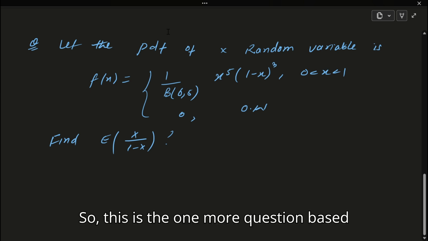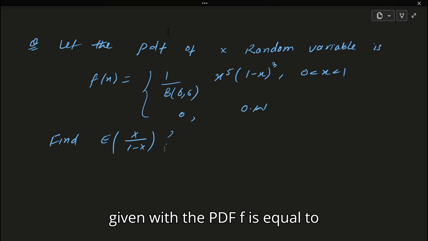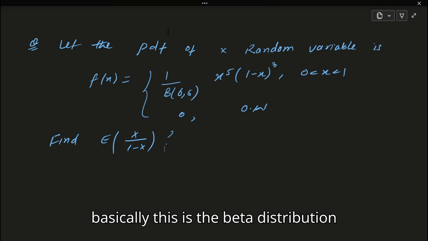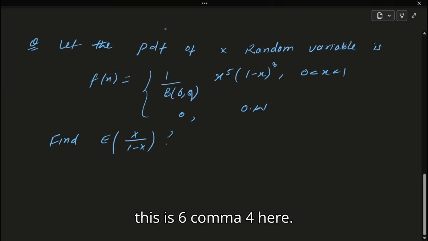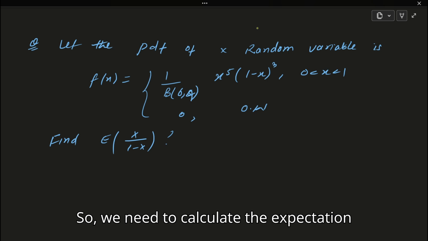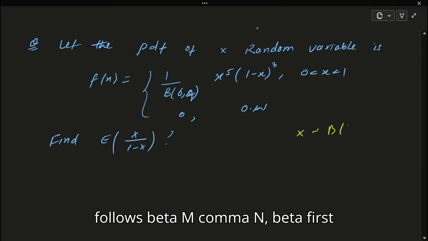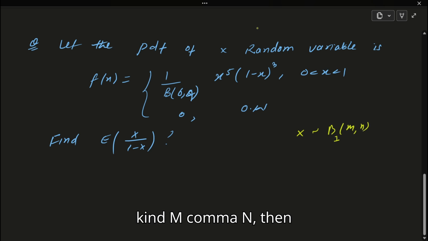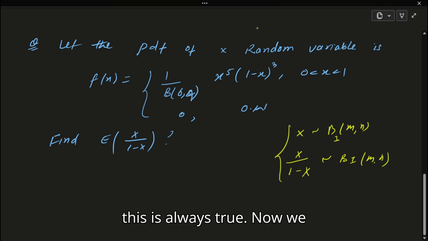This is one more question based on the univariate distribution. We are given the PDF f of x, which is basically the beta distribution with parameters m and n, here 6 comma 4. We need to calculate the expectation of this. As you know, if x follows beta first kind m comma n, then x upon 1 minus x will also follow beta first kind m comma n. So this is always true.